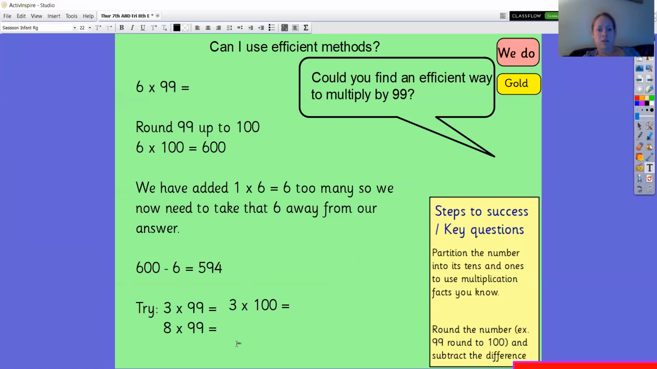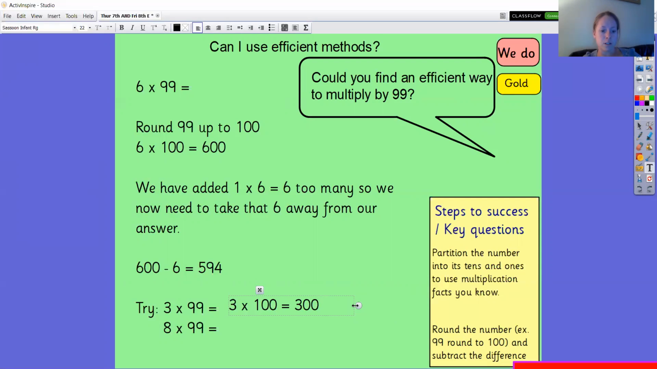So hopefully you've had a little try at those and they didn't cause you too much trouble. They are a bit tricky, especially knowing how much to take off at the end. So let's have a little look together. We had 3 times 99 and we thought, that's a bit hard. 99 is one of those numbers that's not very easy to multiply. So I'm going to multiply by 100 instead because they're nice and neat. And I know that 3 times 100 is 300. So that's great, except that's not my answer because I added one group of 3 too many. So it's not just one number, it's one group of 3, which is 3, isn't it? So I need to take away 3 from my 300 now.